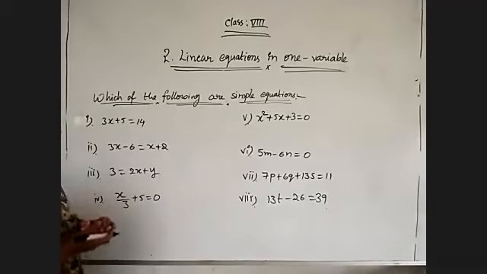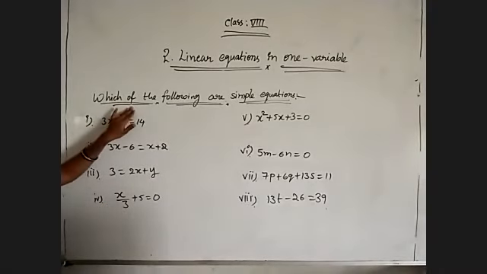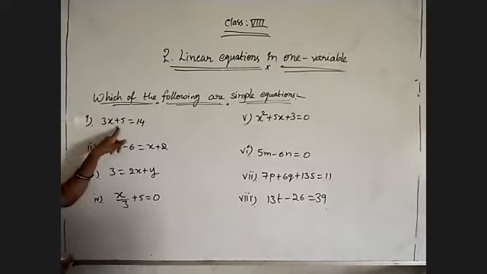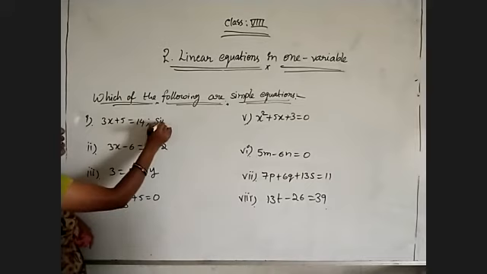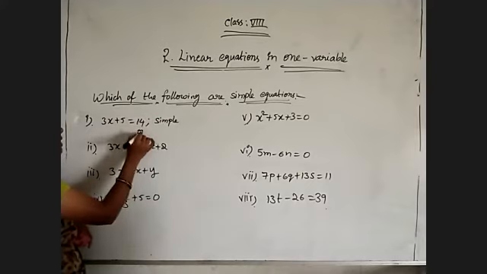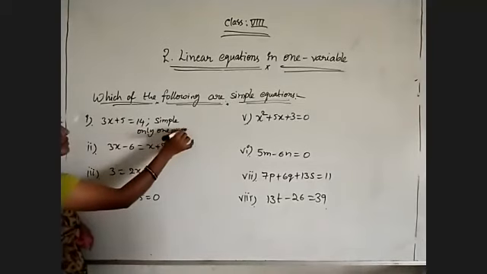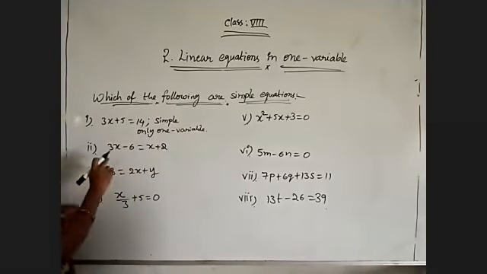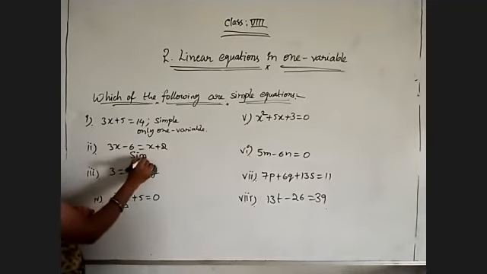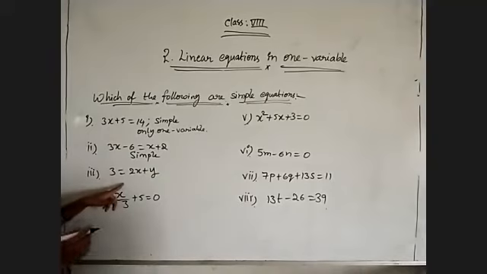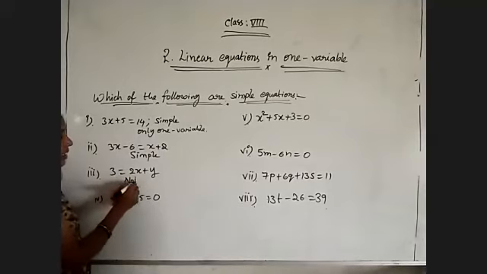Now coming to the first, they are asking which of the following are simple equations. Simple equation in the sense it must have only one variable. So coming to the first question, how many variables are there in this question? Only one variable, x. So it is a simple equation because only one variable is there. And coming to the second one, here also only one variable, x, on both sides. So it is also a simple equation. Coming to the third, x, y, two variables are there, so it is not a simple equation.